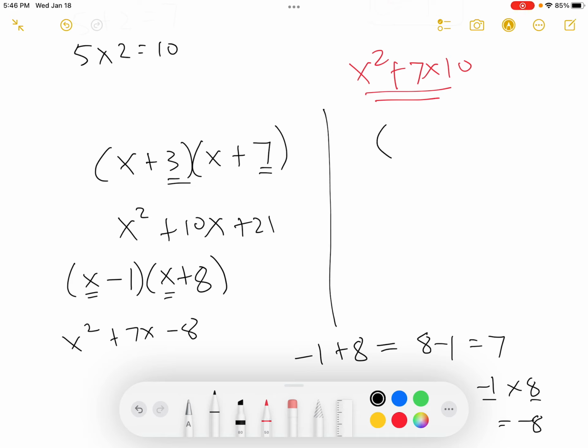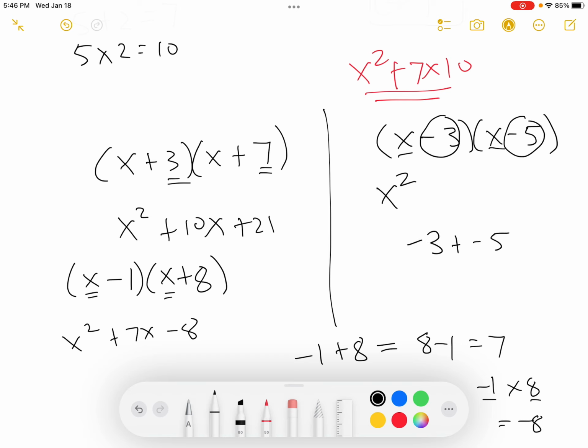Let's try this different one with two negatives. X minus 3, x minus 5. X and x, always going to be x squared on these guys. Now I've got negative 3 and negative 5. Let's look at this. Negative 3 plus negative 5. Whenever you see a plus next to a minus, that's the same thing as a minus. So negative 3 minus 5, that's going to be negative 8.